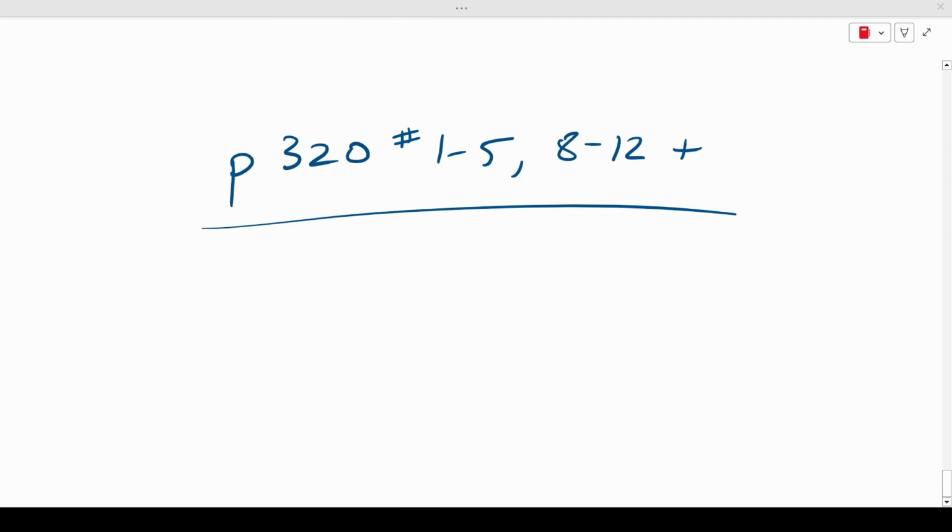All right, so we've got some good practice questions for this in the textbook, page 320, 1 to 5, 8 to 12 plus.